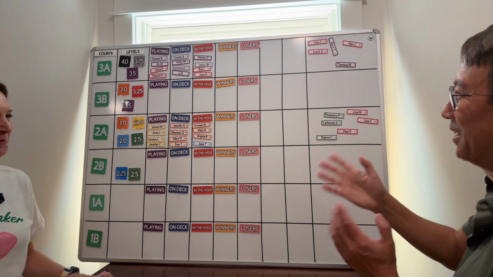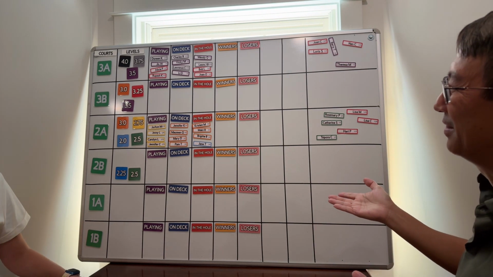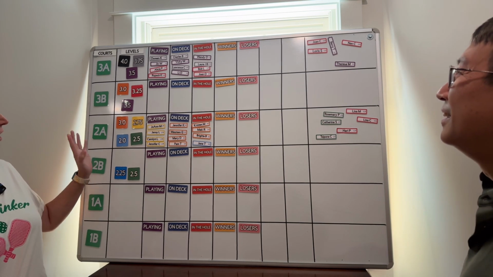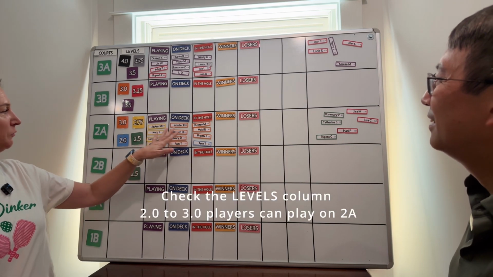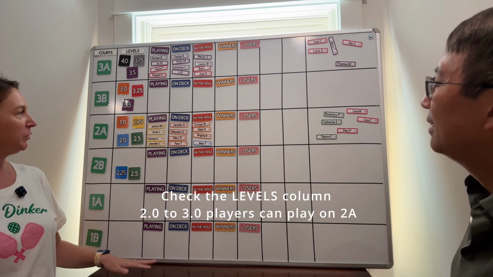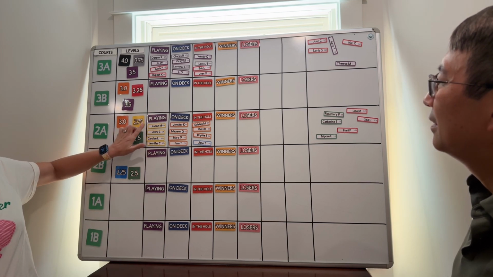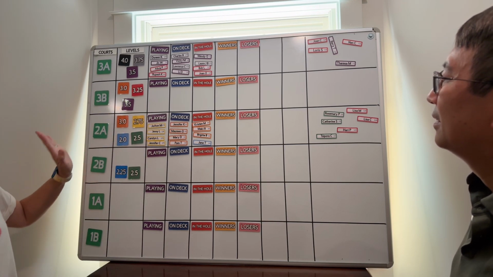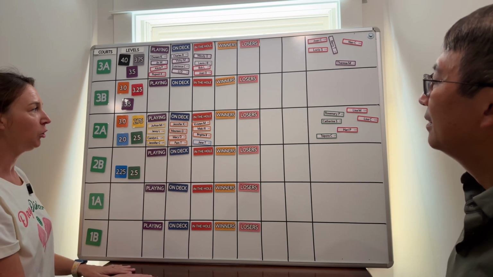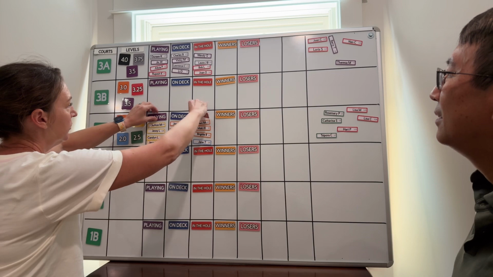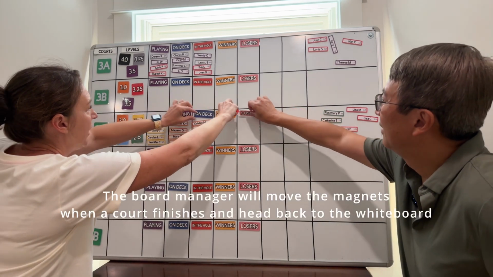So take it over and give us a demonstration of, let's say, pick a court. Let's say we're at court 2A. 2A. All right, so we've put three groups of 4 players together already, ready to play. So right now, playing on 2A is this group of 2.75s. And we have our next 2 groups ready to go. So when they finish playing, all we need to do is just move the magnets down.